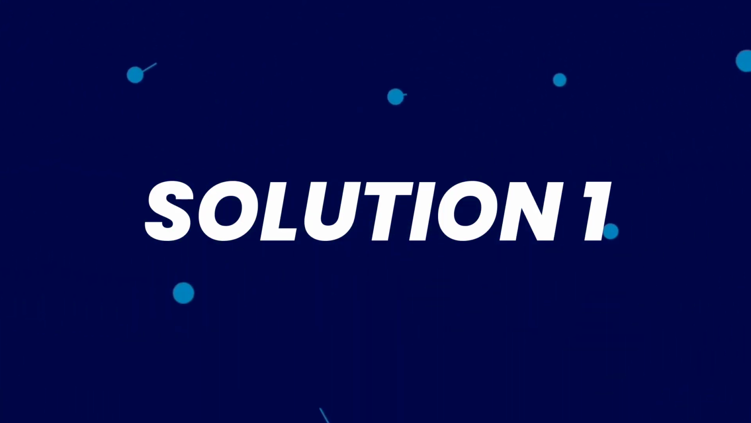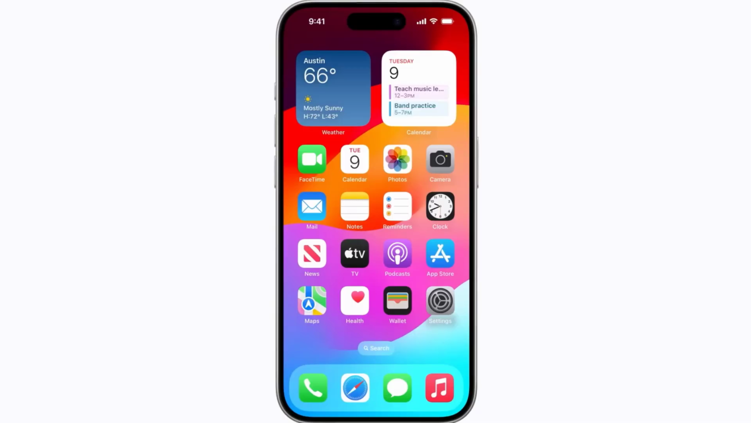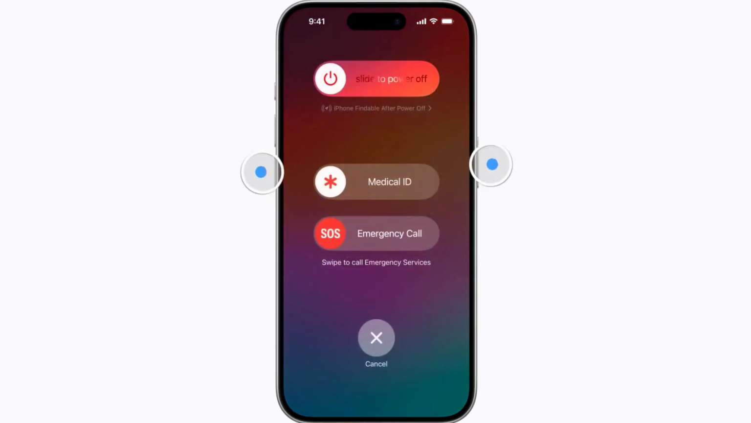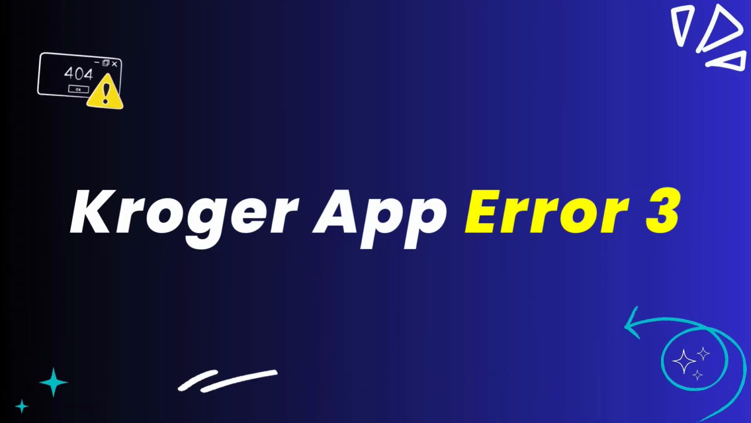So first of all, you need to completely restart your mobile device. Press and hold the side button and either volume button until the sliders appear. Then drag the power off slider to completely shut down your device. Wait for around 5 to 10 seconds, and then press and hold the side button until the Apple logo appears to turn your device back on. This should fix the Kroger App Error Code 3.